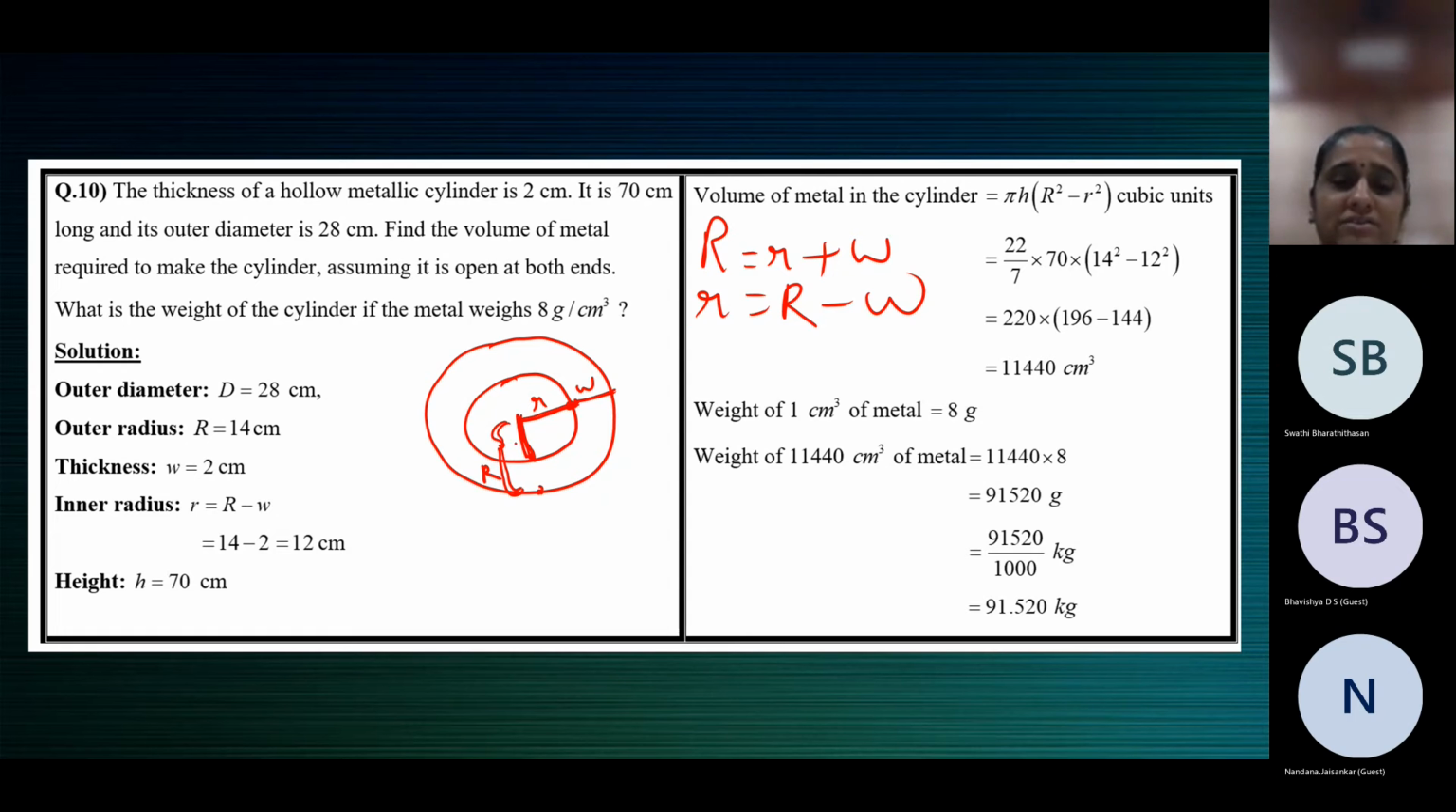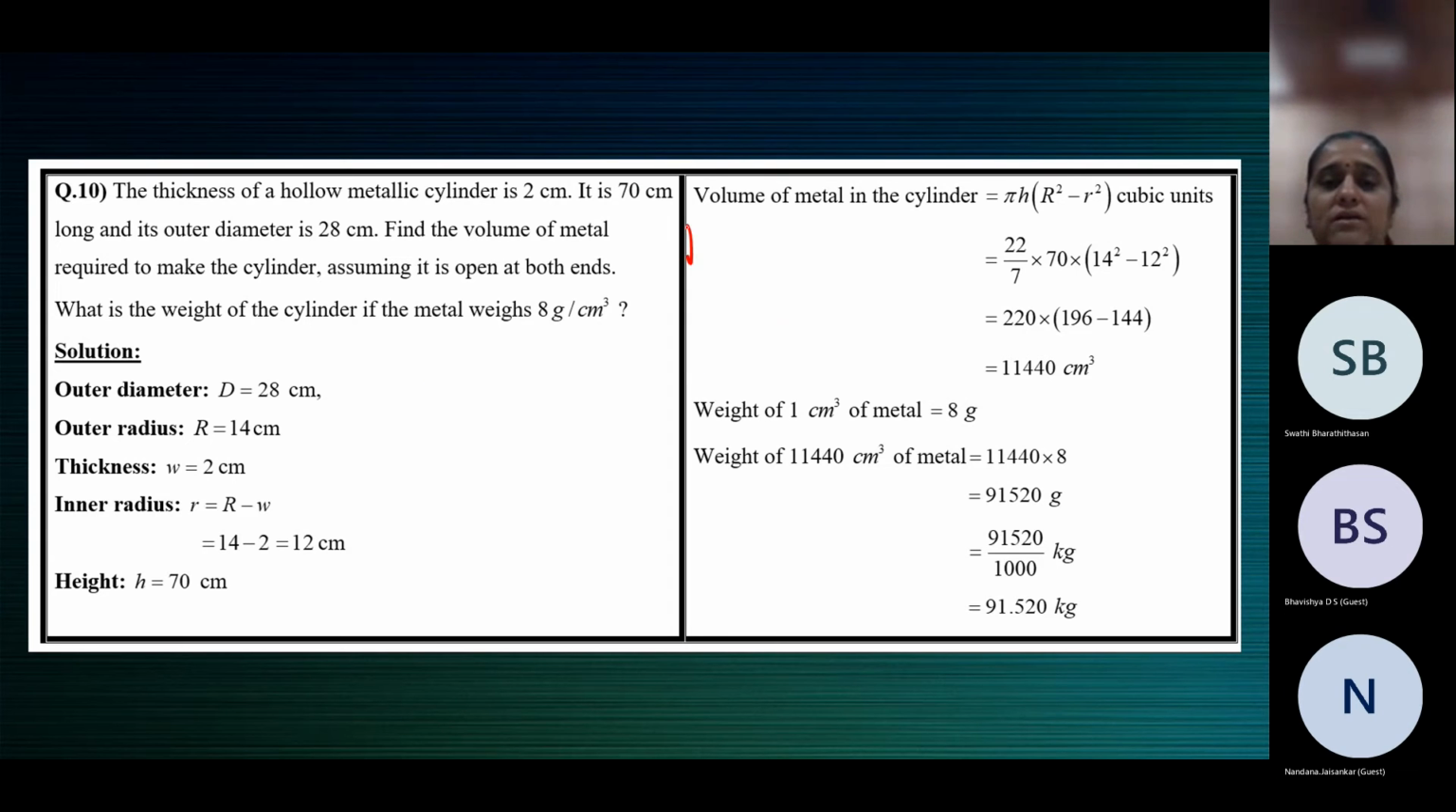So small r is capital R, the outer radius, minus the thickness. From the outer radius, if you subtract the thickness, you will get the inner radius. And the thickness is given by capital R minus small r. What is the thickness? The outside radius minus the inside radius will be the thickness. Thickness is equal to capital R minus small r. So this is how these three quantities are related.